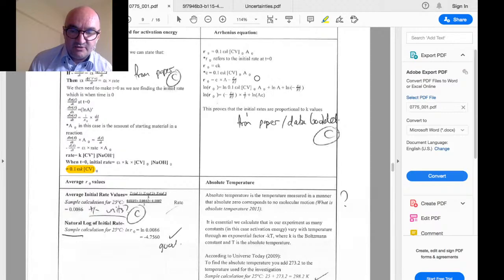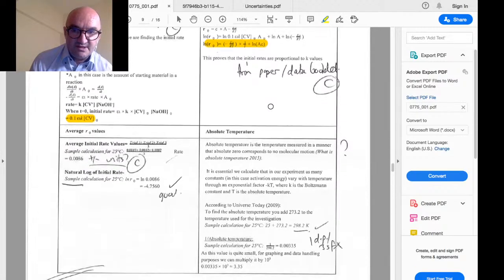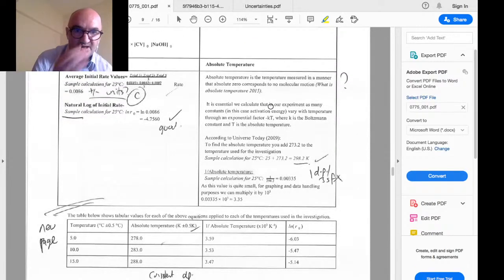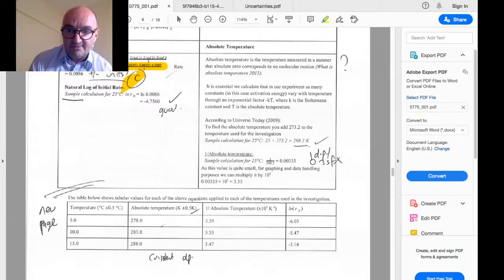Again, we've got the Arrhenius equation here. The correct derivation is there. I think I know where she took this from. Obviously, it's in the data booklet as well. She's got an example calculation of the average initial rate. So she has averaged the initial rate, but she's not put any uncertainty with that. So again, there's another communication issue here, which I'm going to consider when I give the final scores for this internal assessment. This is 1DP, no DP.